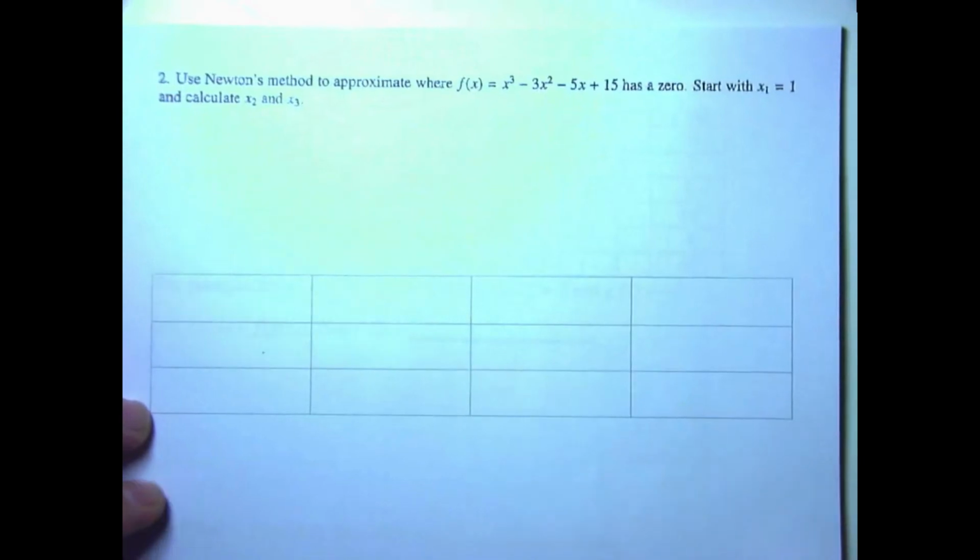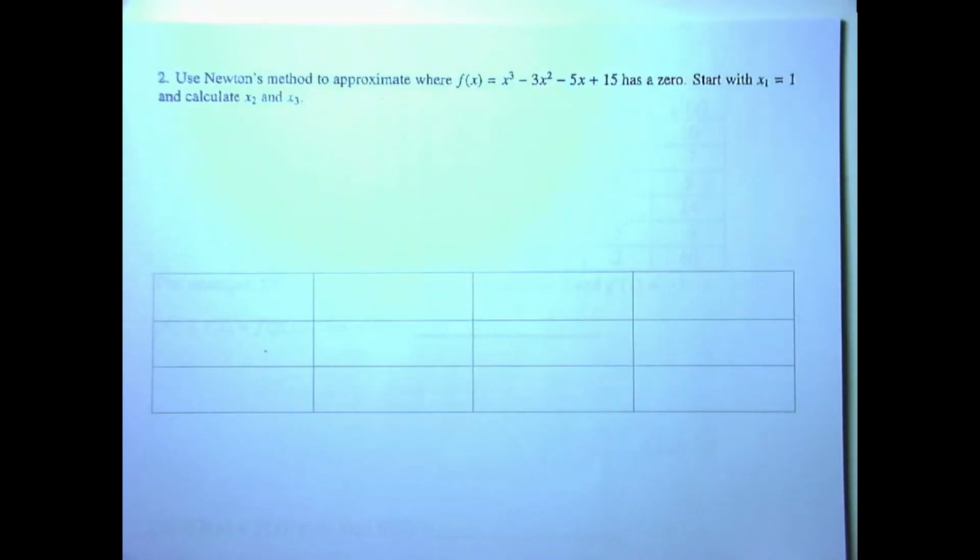Let's do the next one. All right, problem number 2 says, let's use Newton's method to approximate where f of x equals x cubed minus 3x squared minus 5x plus 15 has a 0. Start with x sub 1 equal to 1 and calculate x sub 2 and x sub 3.